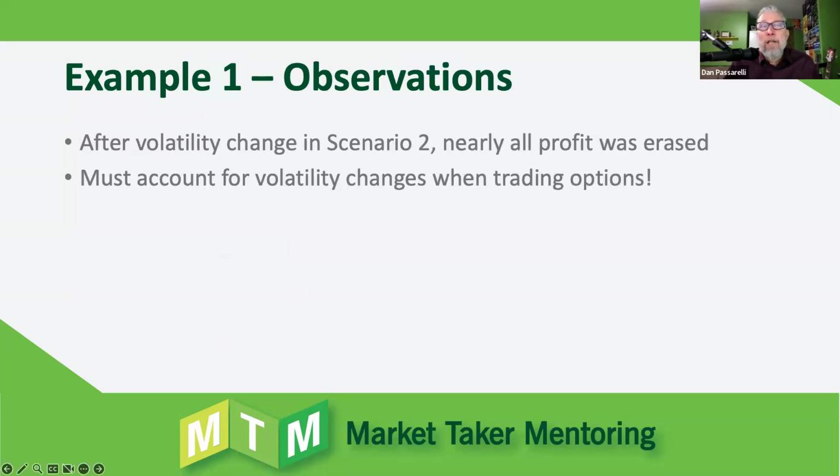Observation after volatility change in scenario 2, which is a more realistic scenario. When stocks go up, for most stocks, implied volatility goes down. That's a very common thing. That's true for about 80% of stocks. So we really need to pay attention to implied volatility and Vega on every single trade.